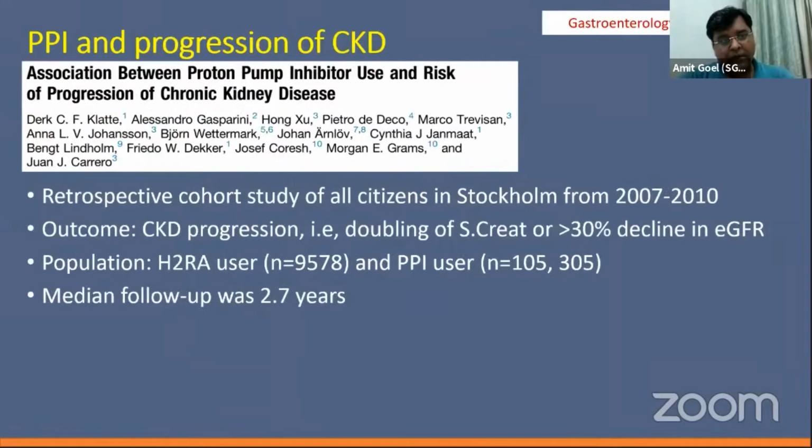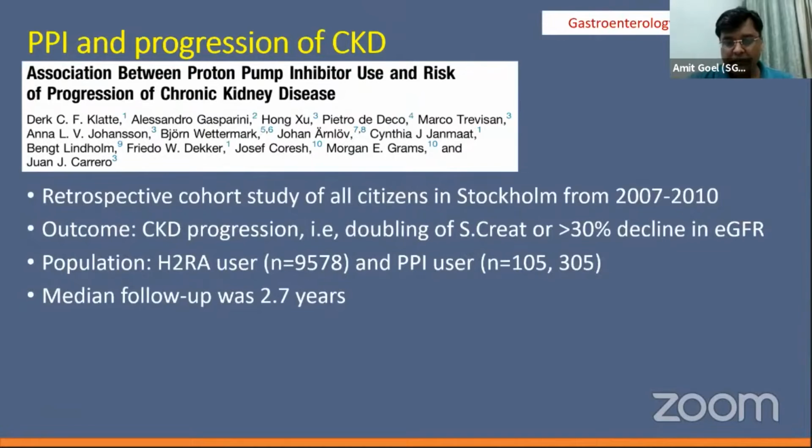Now coming to the third component, can PPI affect the progression of CKD in a patient who was having pre-existing chronic kidney disease? It was a retrospective cohort study published in a very high impact journal, which included all the citizens in Stockholm from 2007 to 10, and the outcome was CKD progression. It was defined as either doubling of serum creatinine from the baseline value or more than 30% decline in estimated GFR.